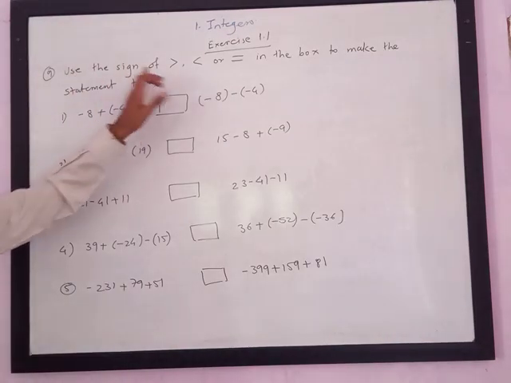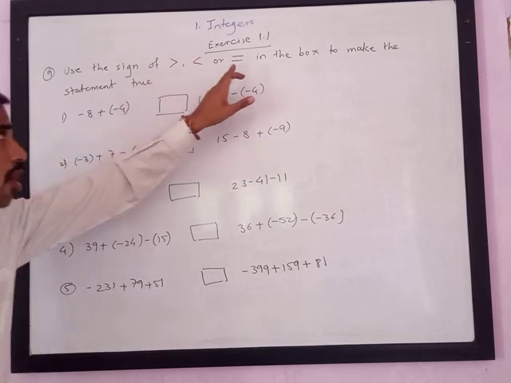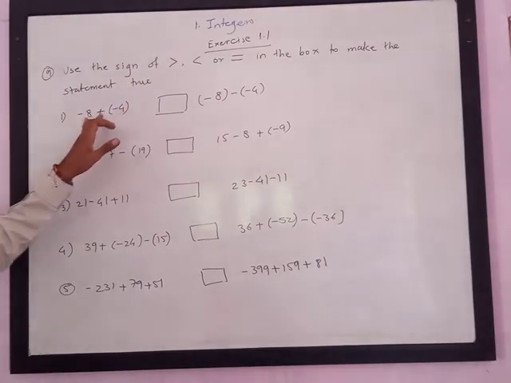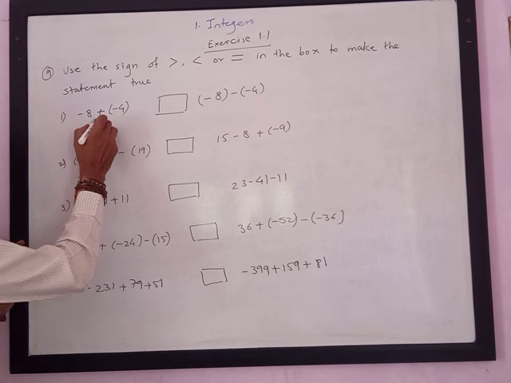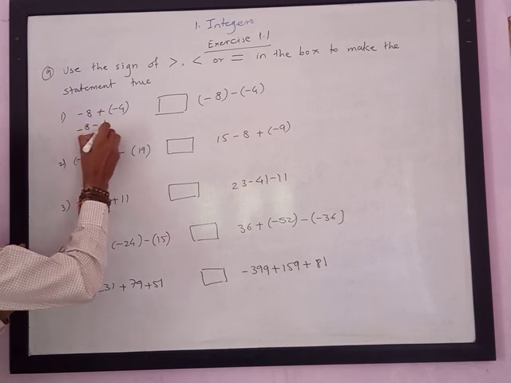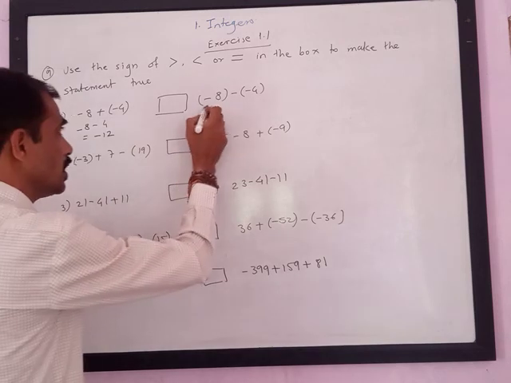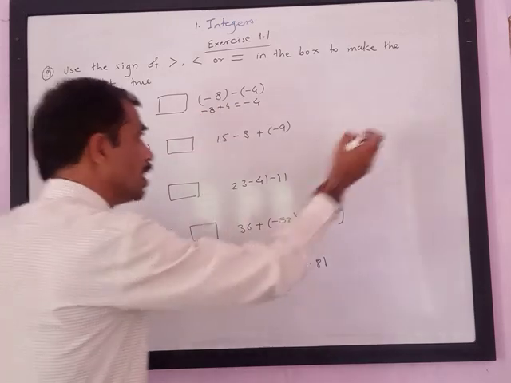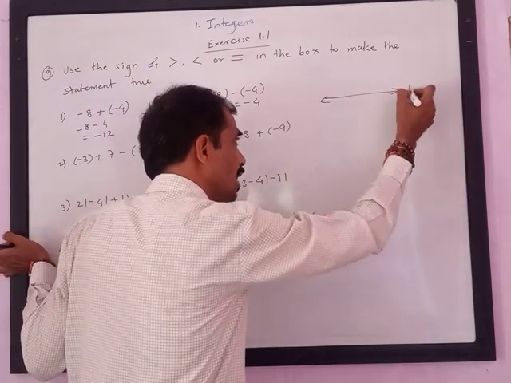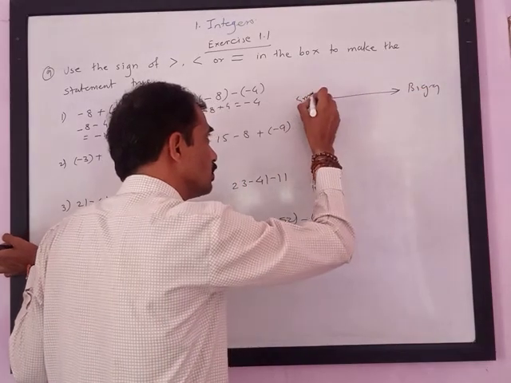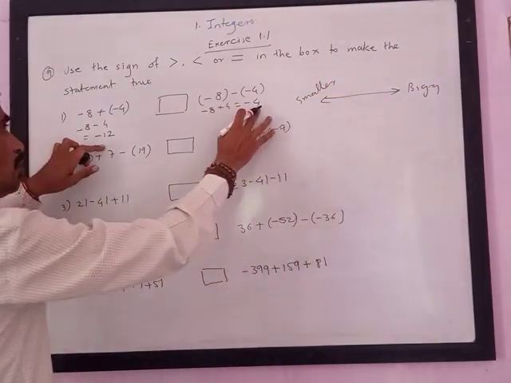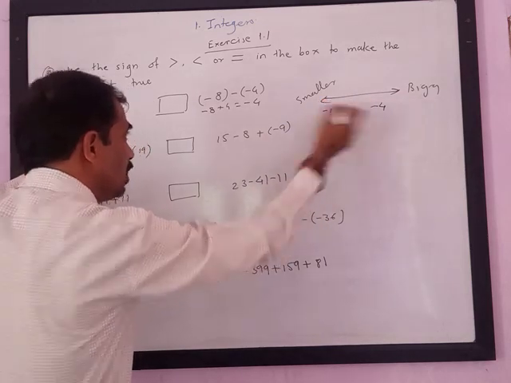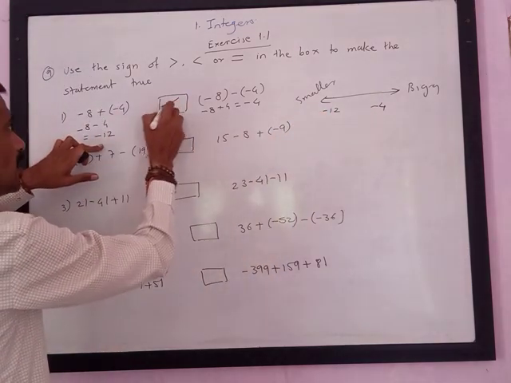Ninth question is use the sign greater than, smaller than or equal to in the box to make the statement true. Now first question is negative 8 plus negative 4. Here plus into minus is minus, so this is equal to minus 8 minus 4, that is equal to minus 12. Now the other side is equal to minus 8 plus 4, that is equal to minus 4. Now if you take a number line, we know the right side numbers are bigger and left side numbers are smaller. So negative 4 and negative 12: negative 4 will be to the right side and negative 12 will be this side. It means negative 12 is smaller and negative 4 is bigger.